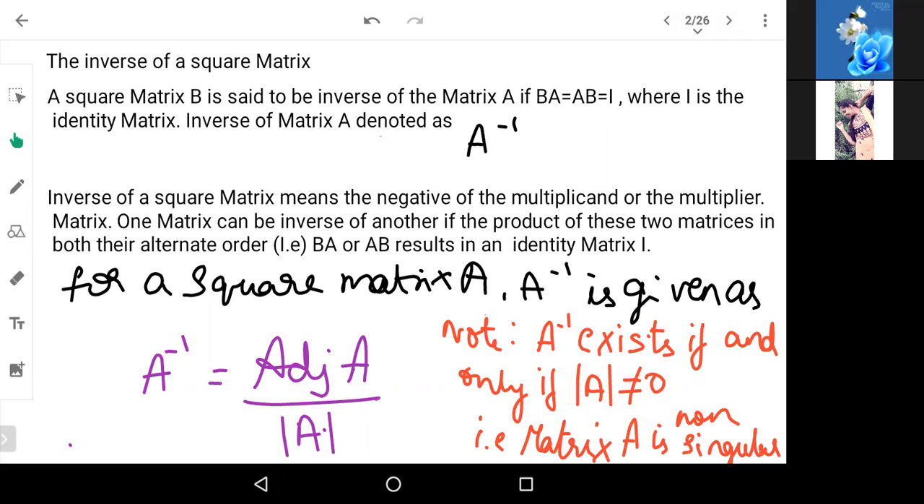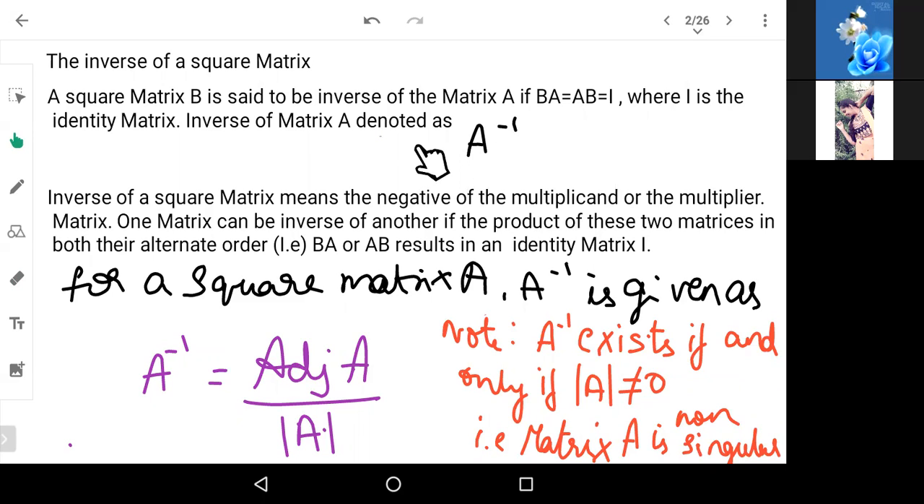A compulsory question will come on inverse, and the other one is Cramer's rule. These two are very, very important. Now listen. A square matrix B is said to be an inverse of matrix A if B into A and A into B is equal to I, where I is an identity matrix. Inverse of matrix A is denoted as A to the power minus 1. This is called the inverse of a matrix.